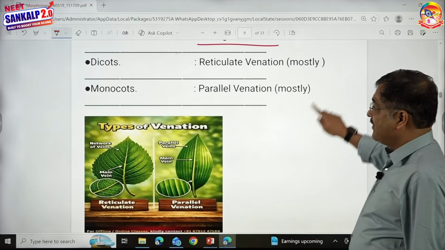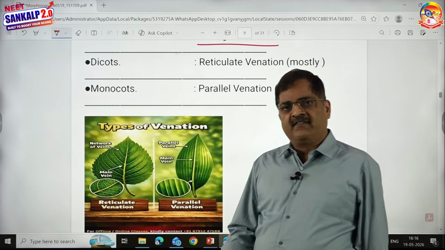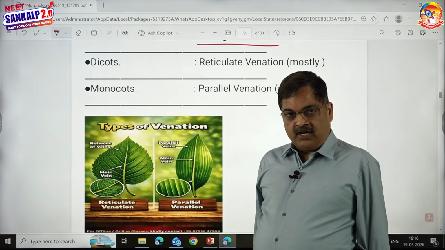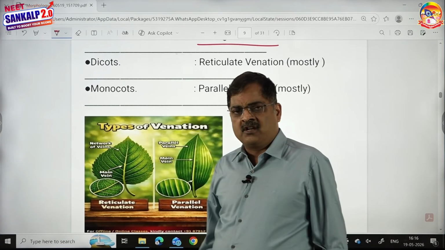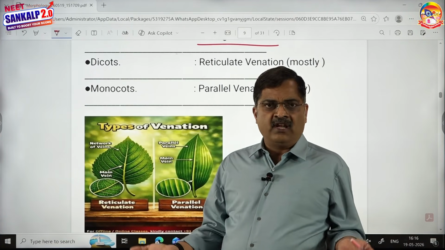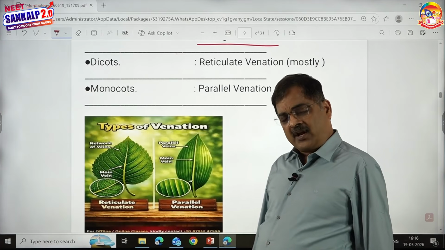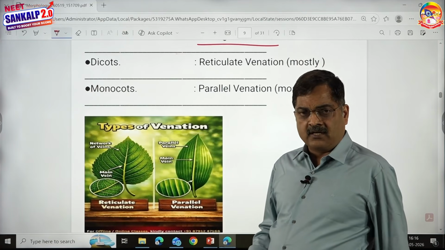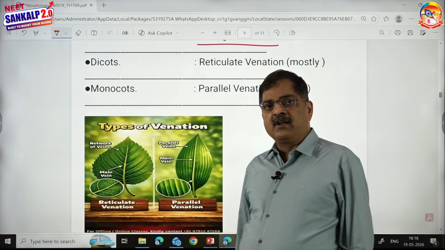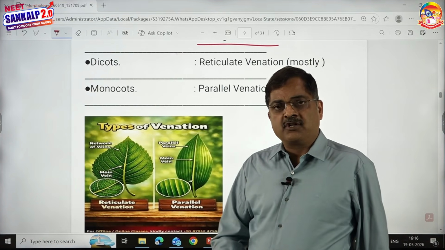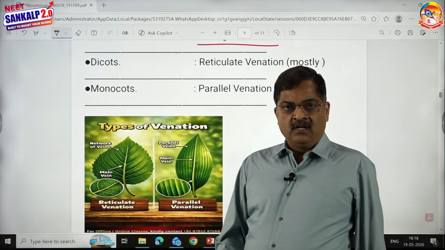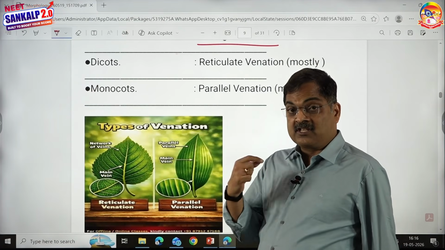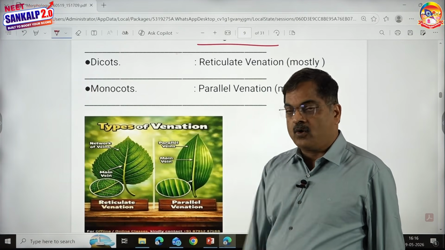Then we talk about the venation. There are 2 types of venation: reticulate venation and parallel venation. What is the meaning of venation? Veins and veinlets on leaf is said to be venation. Question you're going to ask me is, what are veins? They are nothing but vascular bundles. They are nothing but xylem and phloem. They help in conduction of water, minerals, and food. They provide some kind of mechanical support to leaf lamina as well, because xylem contain lignified, thick walls.